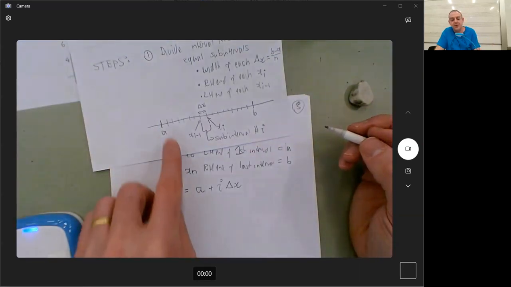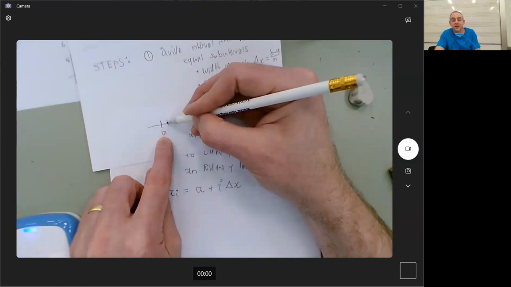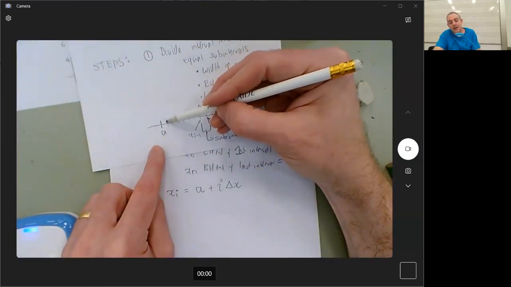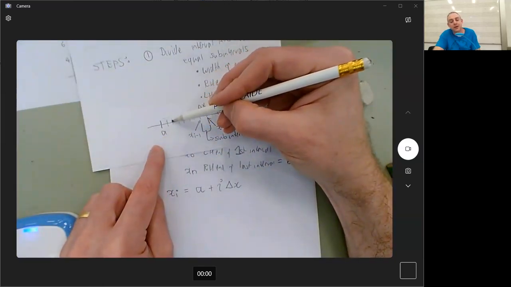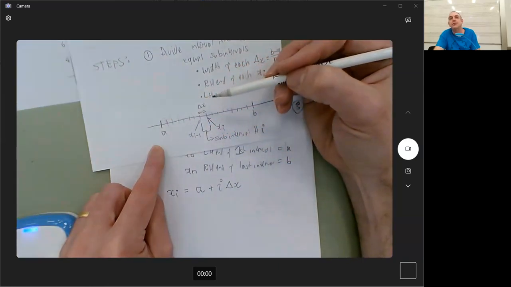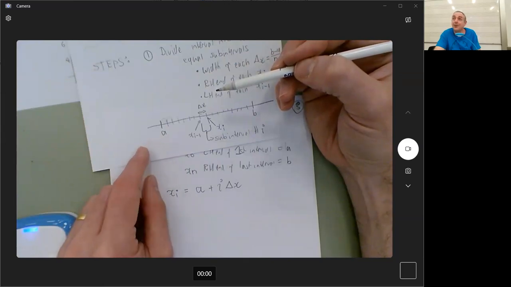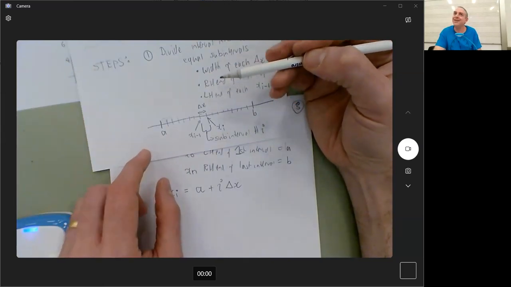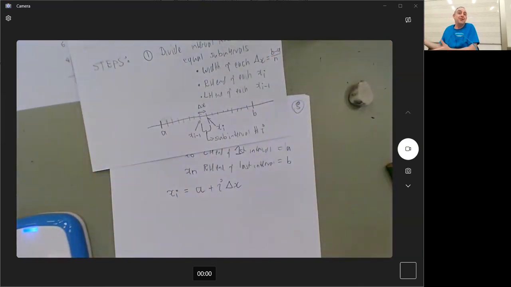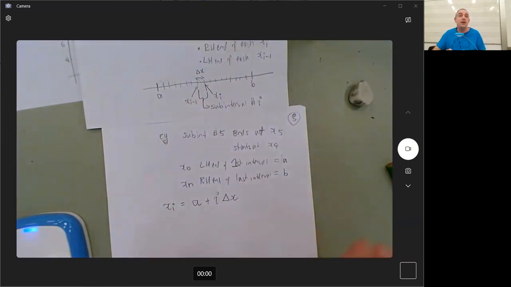Just to get to the end of the first interval, I have to start at a and go 1 lot of delta x. And to get to the end of the second interval, I have to go 2 lots of delta x. And to get to the end of the ith interval, I have to go i lots of delta x. So the number of steps you've taken to get to the end of interval number i is, in fact, i. This entire process can be done perfectly well without any of the function itself.